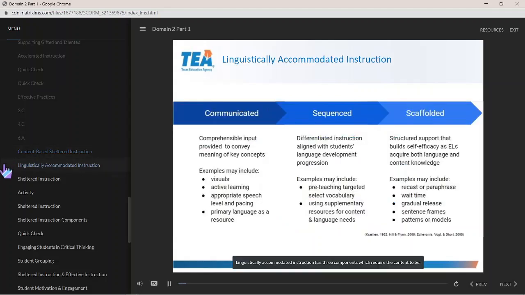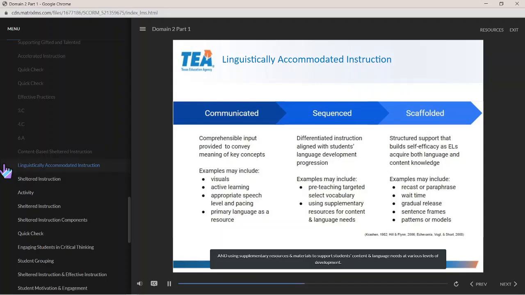Linguistically accommodated instruction has three components which require the content to be communicated, sequenced, and scaffolded. Communicated means that comprehensible input is provided to convey meaning of key concepts. Examples may include visuals, active learning, appropriate speech level and pacing, and using students' primary language as a resource. Sequence means providing differentiated instruction aligned with students' language development progression. Examples may include pre-teaching targeted and intentionally selective vocabulary, and using supplementary resources and materials to support students' content and language needs at various levels of development.